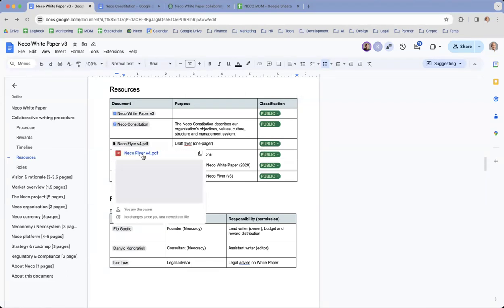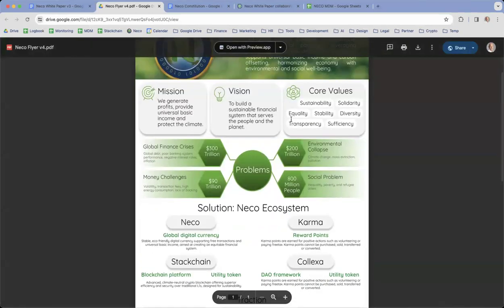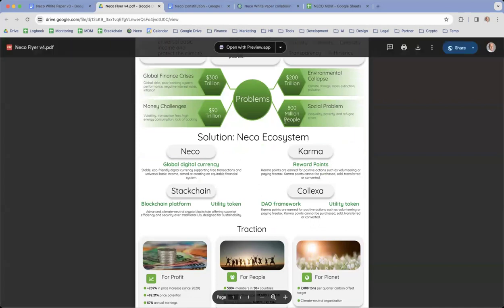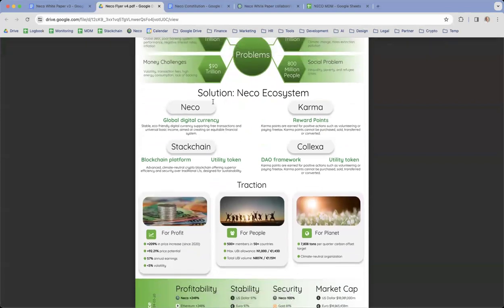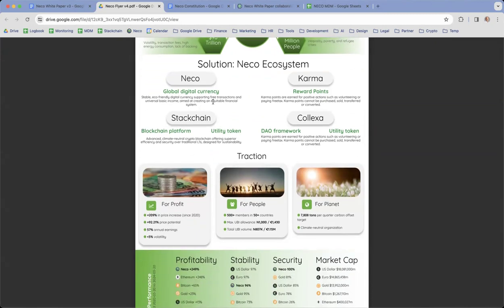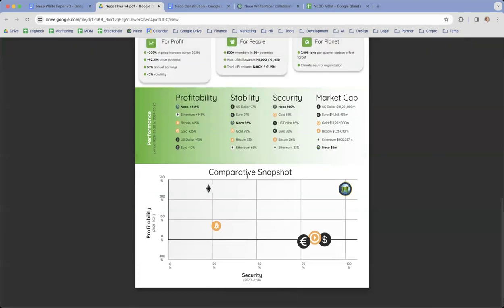Then there's another document I would like to quickly share with you, which is our flyer. Dan's team prepared that. It's still a very quick draft. This is Neco explained on one page. We talk about the mission, vision and values, the problems that we're trying to solve, from the financial problems to the ecological and social ones. Then the solution, the components of our system, ranging from the Neco token to StackChain and Collexa, our technologies, where we are right now, the performance of the token, and the comparison to other cryptocurrencies out there.